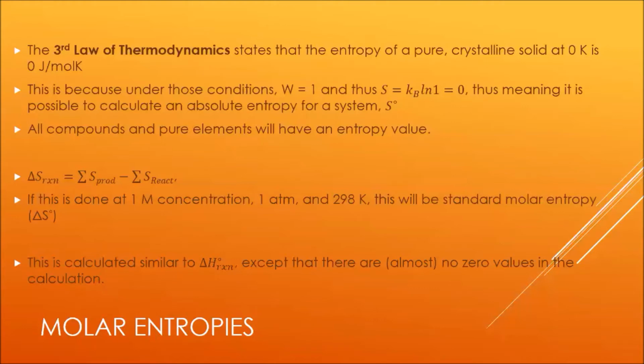So this is basically calculated the same way as we did delta H naught. The only difference is there's almost no 0 values for these calculations. For delta H, we could ignore pure elements. But for entropy, we have to consider everything.